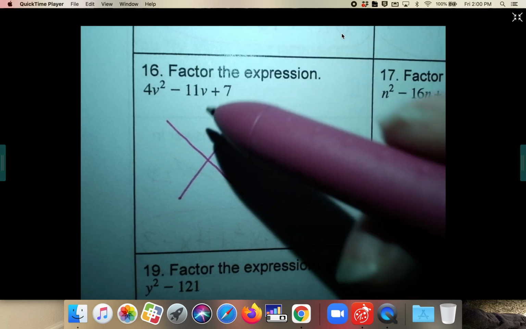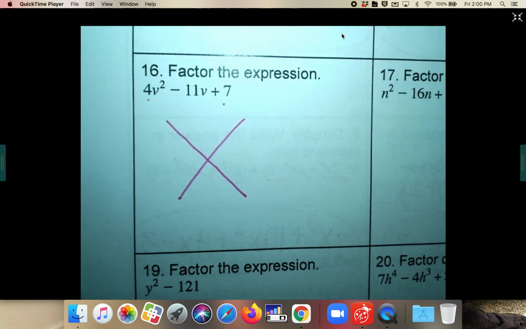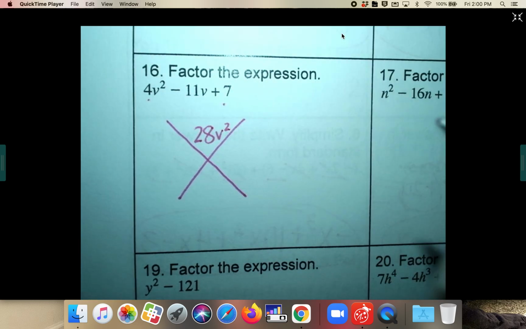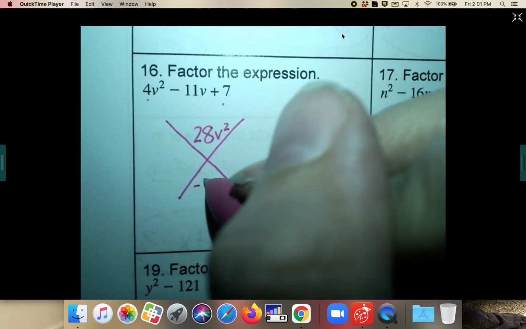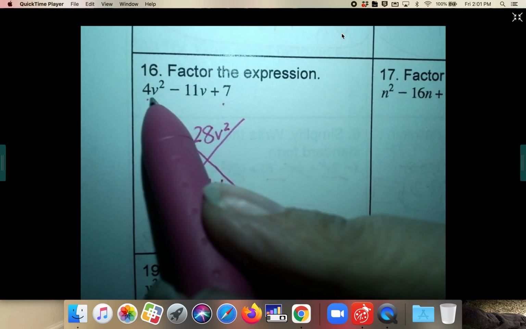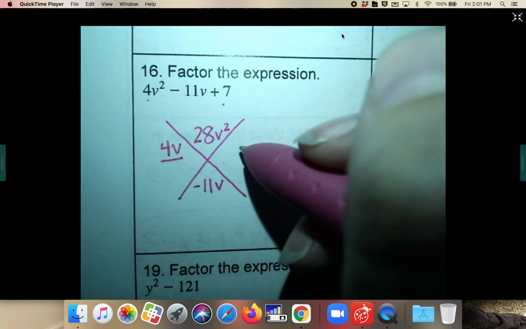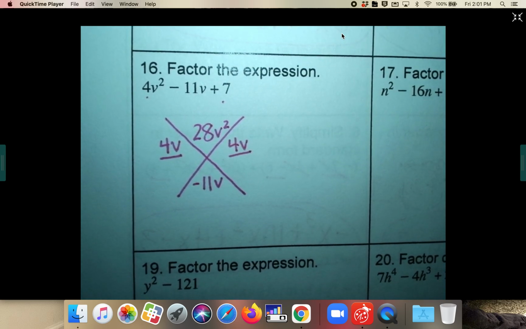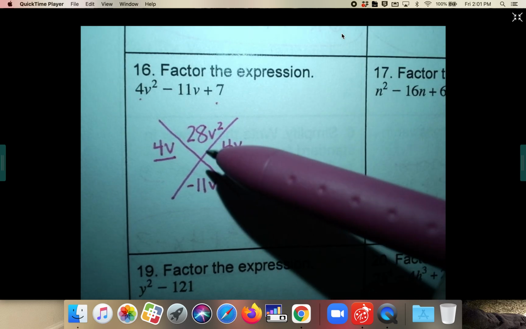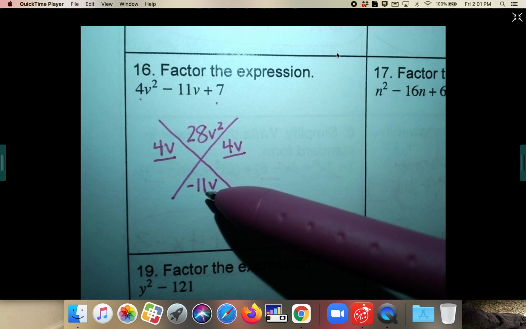But the diamond method, again, is at the top, it's your a term times your c term. So 4v squared times 7 is 28v squared. The bottom section of the diamond is your b term, so negative 11v. And then you put your 4v over the top part of a fraction here and here. 4v over, 4v over. And now we come up with what you can multiply to get 28 and what you can add to get negative 11.